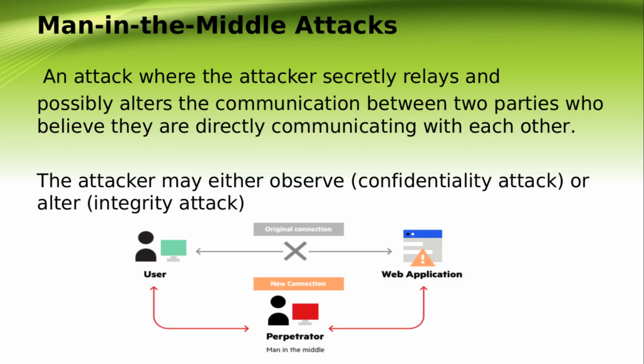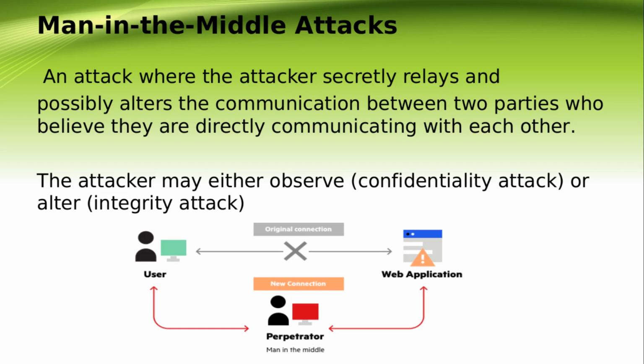And then the next one, man-in-the-middle attacks. A man-in-the-middle attack is an attack where the attacker secretly relays and possibly alters the communication between two parties who believe they are directly communicating with each other. The attacker may either observe or alter, so these are integrity attacks. If A and B are not sure what they are doing, the man-in-the-middle attack can happen anywhere. So you need to be extra conscious of this. You can see in the picture the original connection and the new connection initiated in between user A and B, and then web applications.